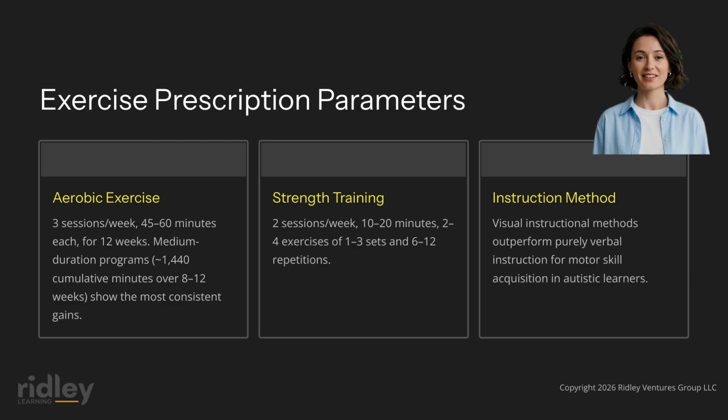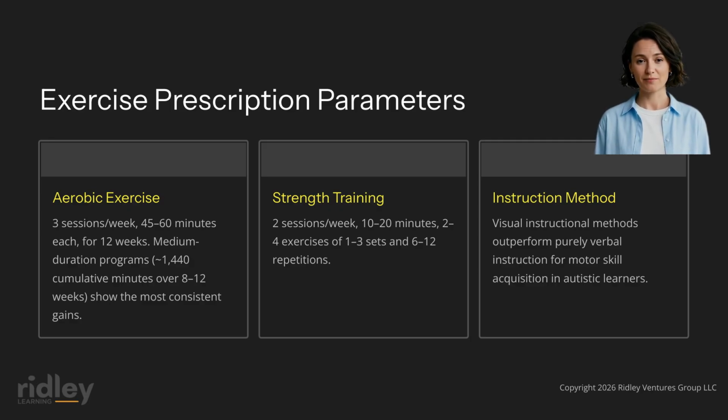Translating these findings into clinical prescriptions requires attention to dose. Atayed and colleagues' 2024 systematic review of exercise prescription for autistic individuals recommended aerobic exercise as most effective when delivered over 12 weeks, with 3 weekly sessions of 45 to 60 minutes. For muscle strength training, the recommendation is 2 sessions per week of 10 to 20 minutes each, with 2 to 4 exercises of 1 to 3 sets and 6 to 12 repetitions.